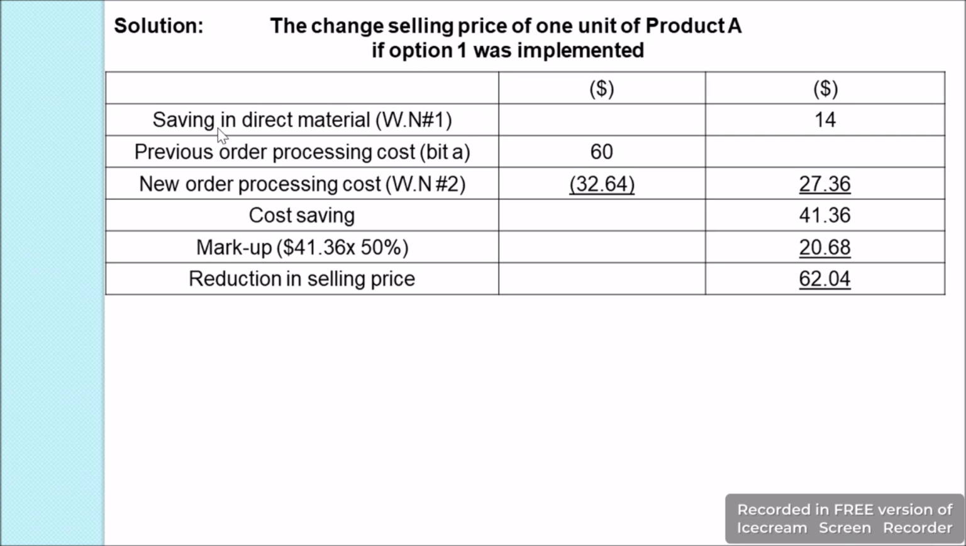Now let's calculate the change in the selling price of 1 unit of product A if option 1 was implemented. You see, the saving in direct material cost which we calculated in the first working notes was $14, and this was the value by which the direct material cost will be reduced if option 1 is implemented.